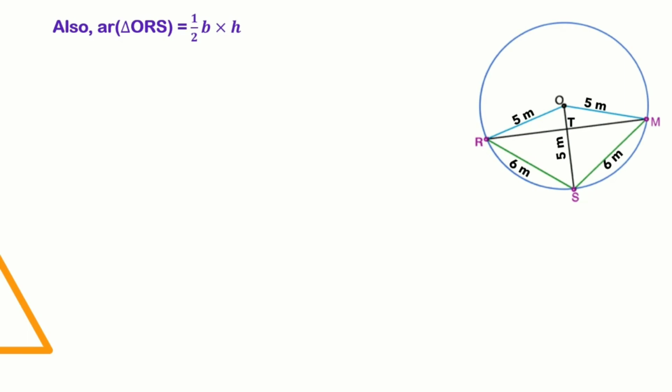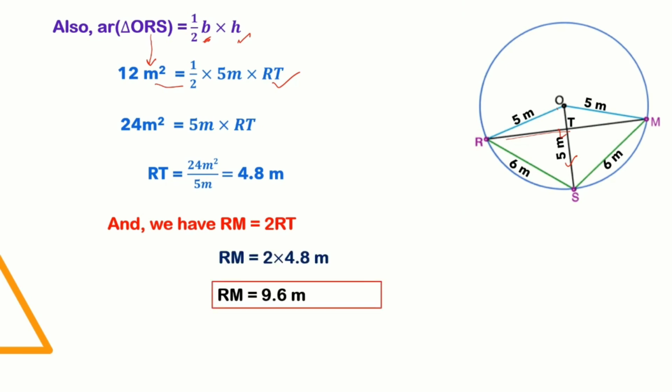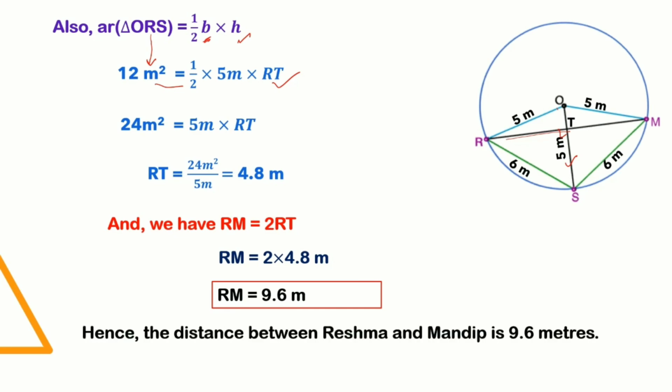Again, in the same triangle, we are going to use the formula half base into height to find the value of RT. Area of triangle we got as 12 meters square, and in the triangle base is OS, that is 5 meters, and the height of the triangle is RT. Fine. Now we'll just cross multiply. 12 into 2 is giving us 24 meters square, and from here we will find out the value of RT, that is 24 upon 5, 4.8 meters. And we have RM is equals to twice of RT. Just substitute the value and we are getting RM is equals to 9.6 meters. That is the distance between Reshma and Mandeep.